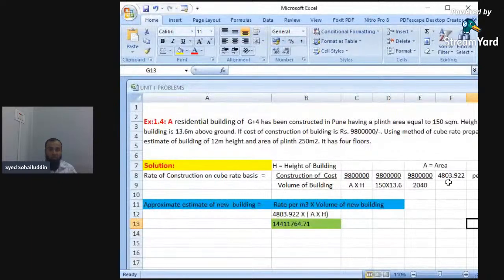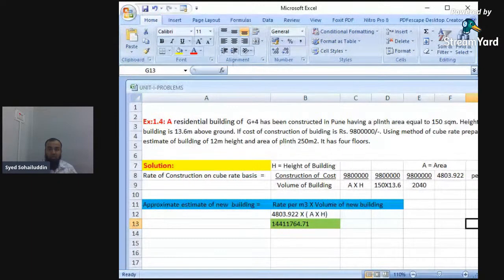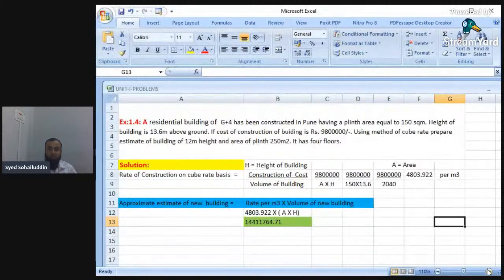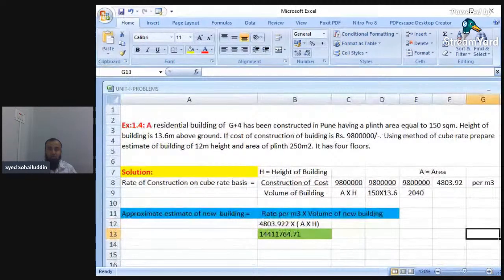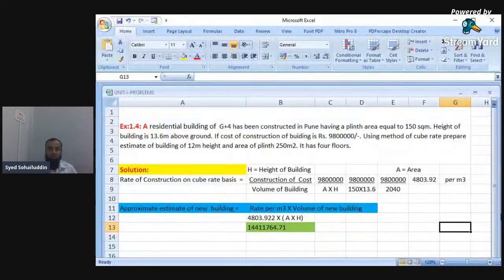Again, there is a different problem here, but this problem is related with the cubic content method. We have seen the last three problems related with the plinth area method. In the initial way, we find out the cost of construction depending upon the plinth area and its plinth area rate; the plinth area is multiplied by the plinth area rate, and we can find out the cost of construction. Same way, here we can find out by the cubic content method.